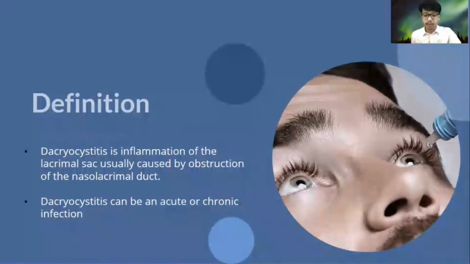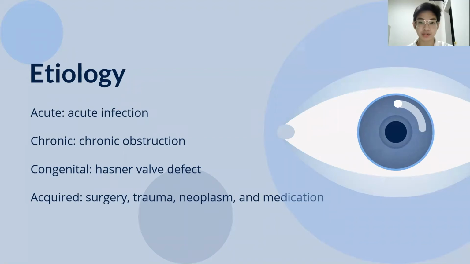Obstruction of the nasolacrimal duct obstructs the flow of tears in the lacrimal outflow system, causing dacryocystitis. Dacryocystitis can be an acute or chronic infection. Acute dacryocystitis is characterized by sudden pain, erythema, and edema over the lacrimal sac region. The predominant symptom of chronic dacryocystitis is excessive lacrimation accompanied by mild signs of inflammation but rarely pain. Thank you.